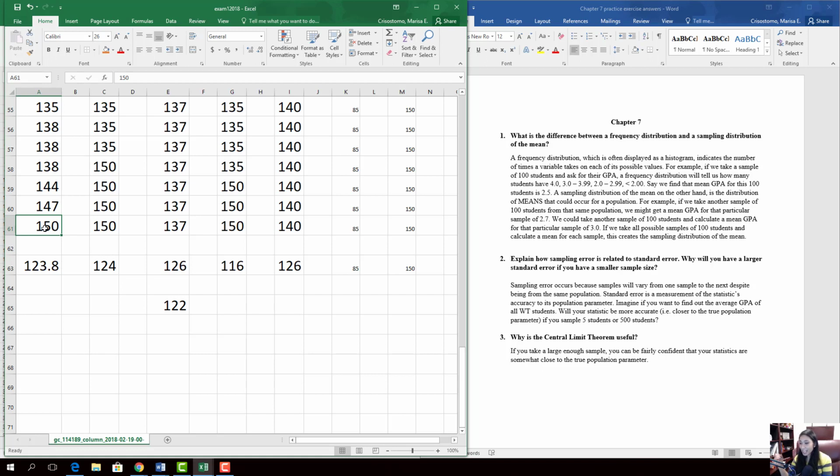So having a smaller sample size increases your standard error because it's less likely that you're going to get a sample that's going to be representative of the true population parameter.